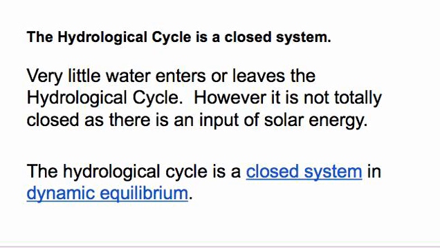However, of course, it's not totally closed because we do have solar energy, sunshine, entering into the system. So it's a closed system, but it's not a system that's in isolation. Of all the systems on planet Earth, the hydrological system is actually one of the most closed systems that you could possibly hope to come across. But perhaps more importantly, the system is in dynamic equilibrium. And we'll have a look later on what exactly dynamic equilibrium means, but you can click these links here for a closed system and dynamic equilibrium for more details.